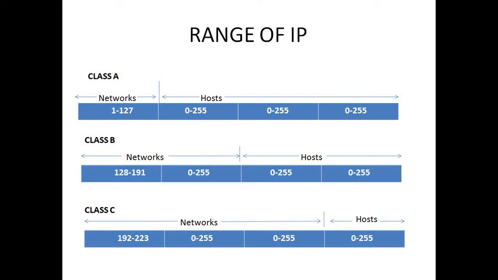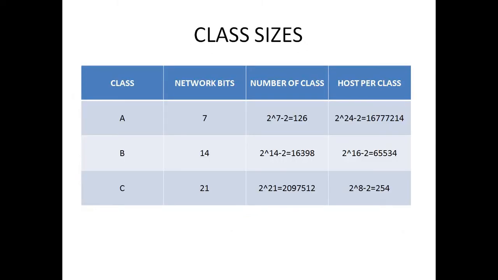Different hosts can be represented. So here are the different class sizes. Class A has 7 bits, so the total number of networks possible is 2 to the power of 7 minus 2, so 126 networks are possible. Hosts per class: around 16 million hosts can be represented for class A. For class B, 14 bits for network, and for class C, 21 network bits. So more hosts can be represented in class A, and more networks can be represented in class C.